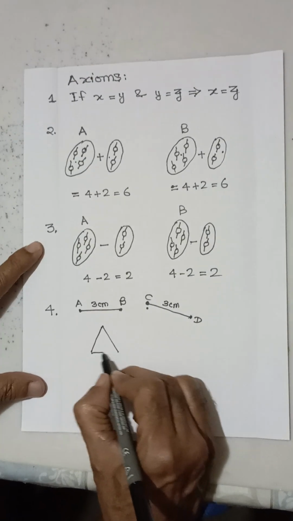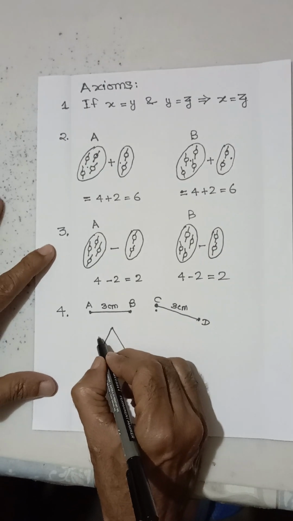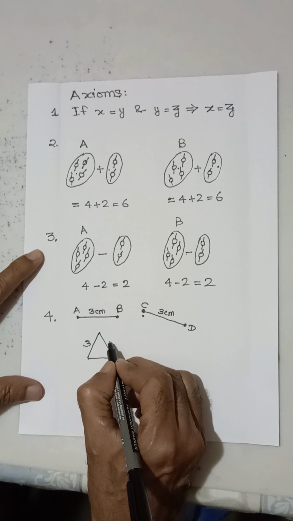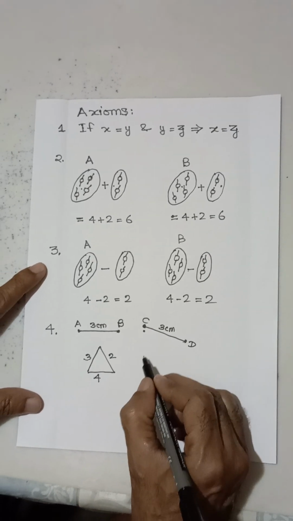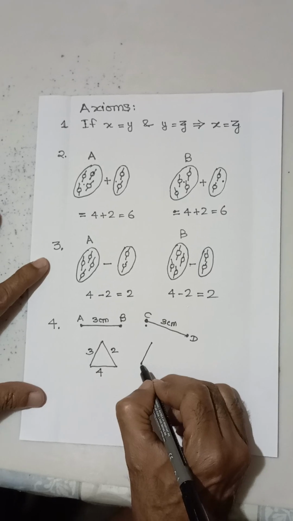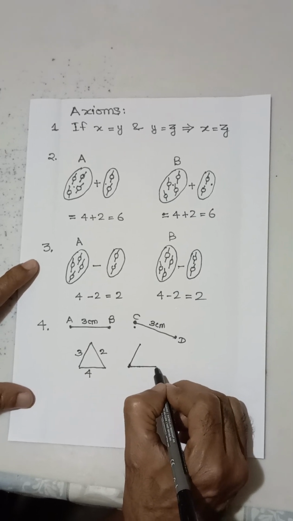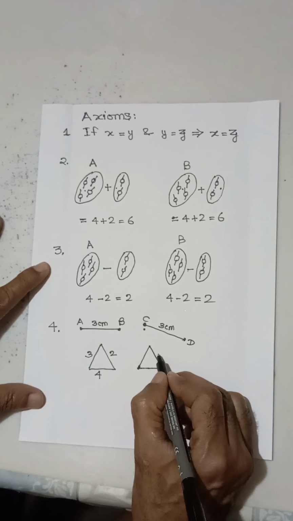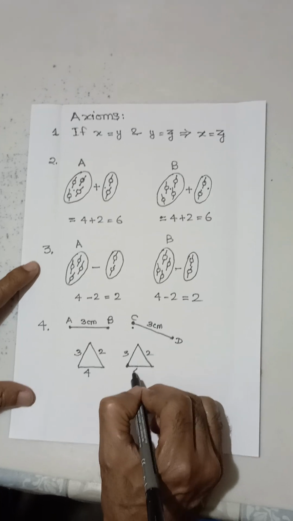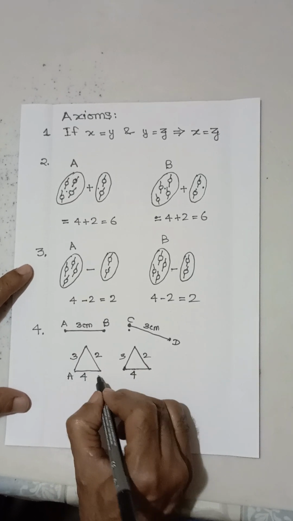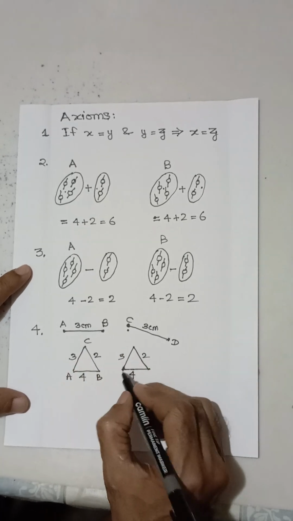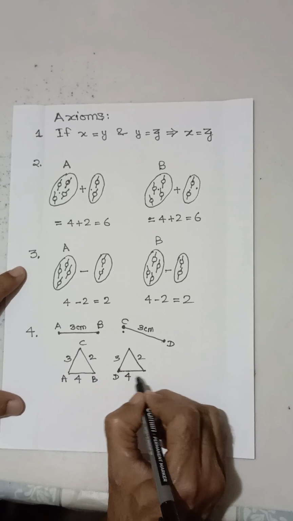Second example I am taking. Suppose this is a triangle. Here length 3 centimeter, here 2 centimeter, and here 4 centimeter. There is another triangle: 2 centimeter, 3 centimeter, and 4 centimeter. Now its vertices are ABC, DEF.